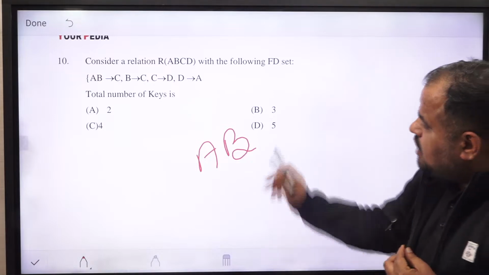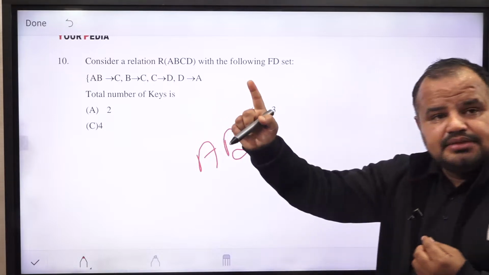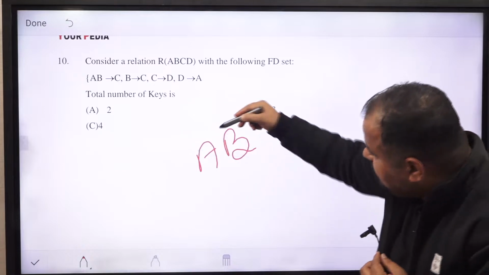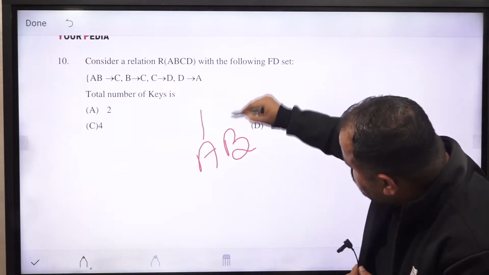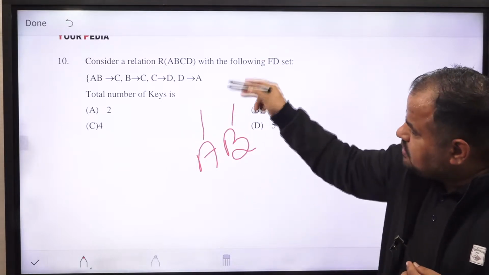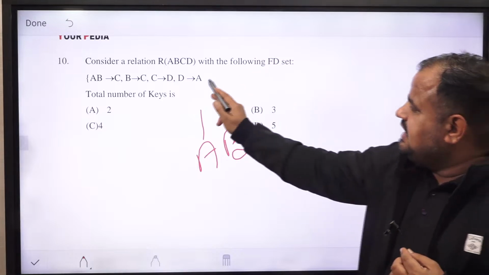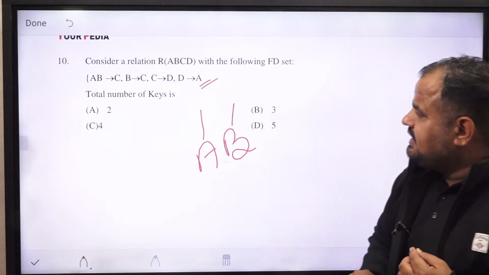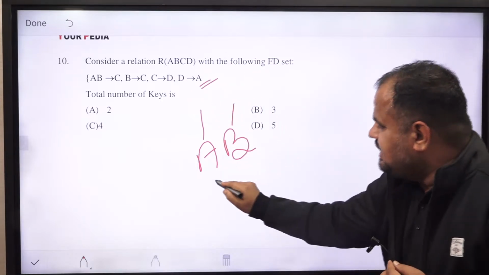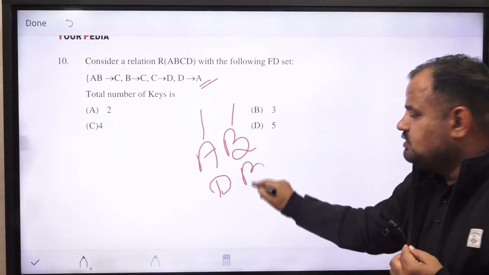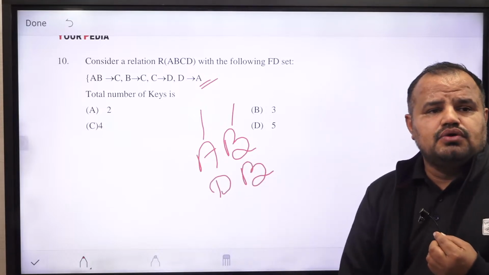Yes. Now tell me, is there any attribute? My dear students, keep in mind this point. Is there any attribute, either A or B, which is present on the right hand side of any FD? Yes, sir, A is present on the right hand side. So you can replace A by D. It means DB is also a key.